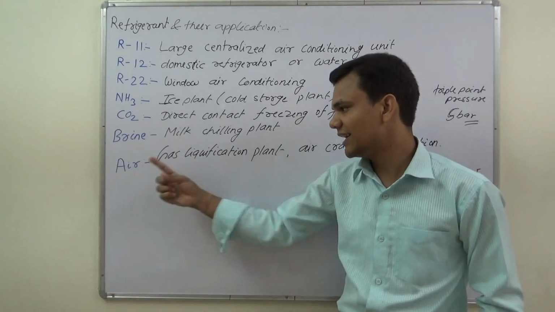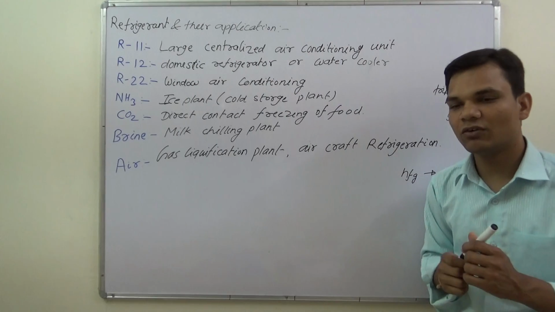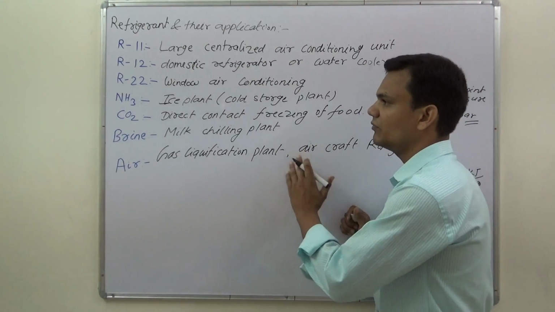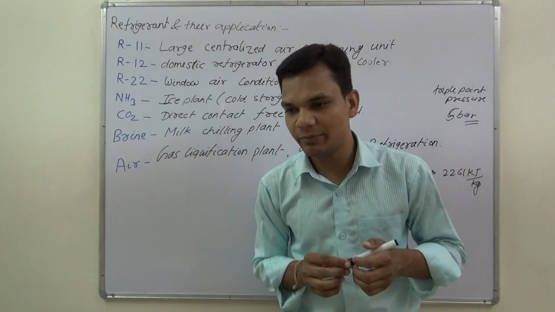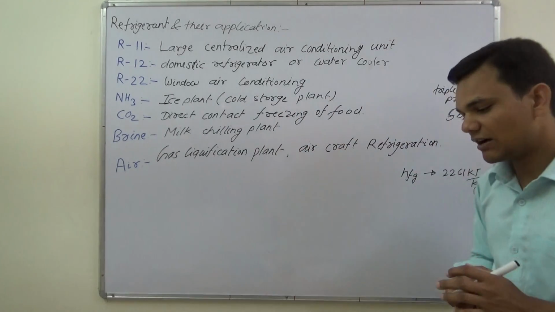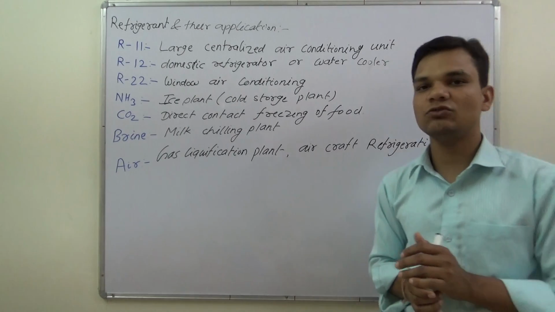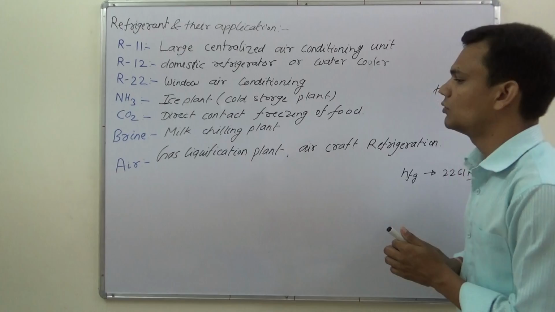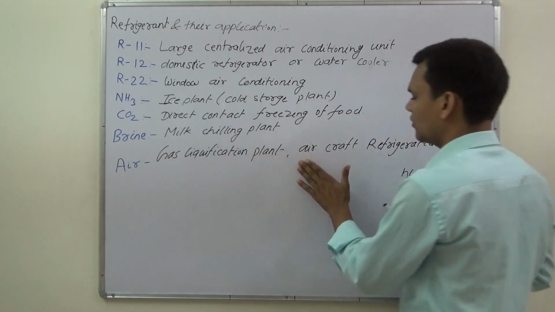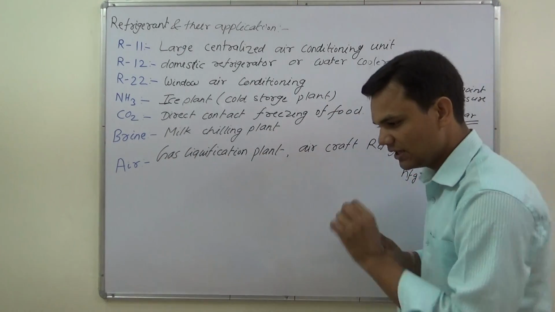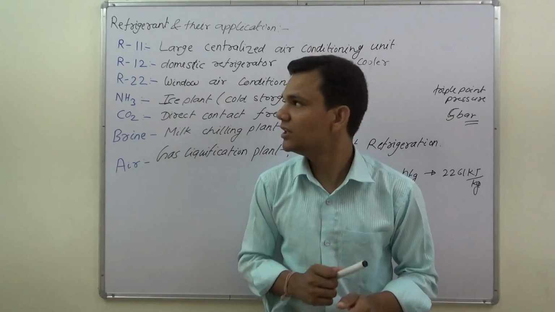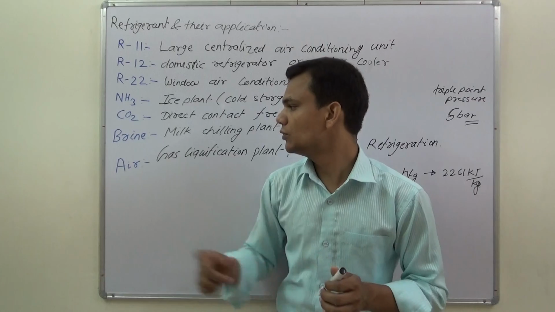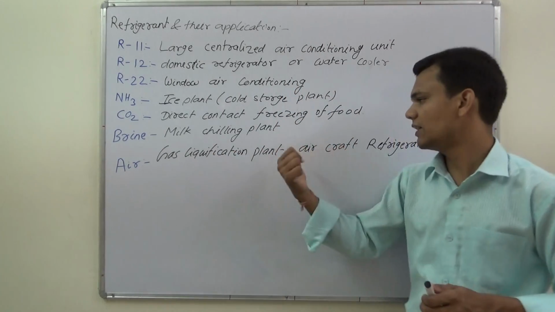We prefer air for aircraft refrigeration because the weight of air is the minimum among all refrigerants, because in aircraft our first purpose is to reduce the weight. So we prefer air for aircraft refrigeration because the weight of air is the minimum among all commonly used refrigerants.